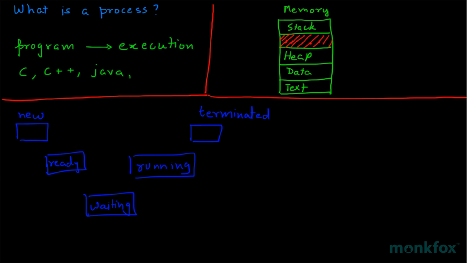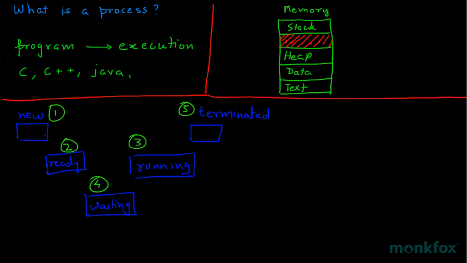First one is new, second one is ready, third one is running, then it can be waiting, and terminated is the last one, which is the fifth one. So waiting can be the fourth one. Between 2, 3 and 4, this is not generally in order.